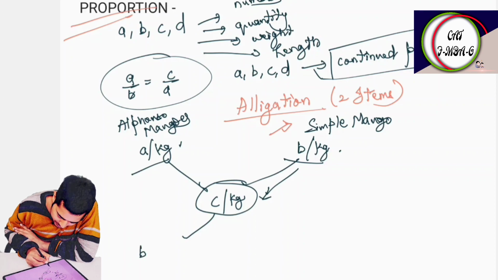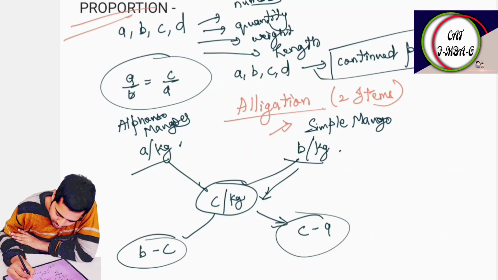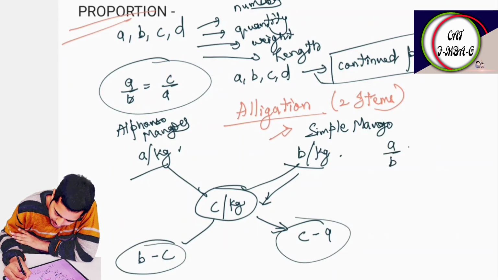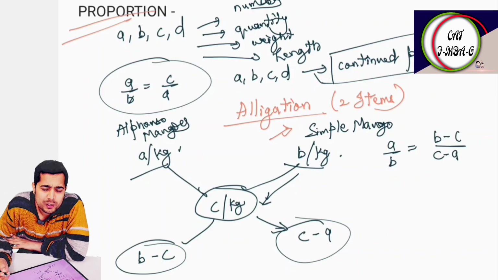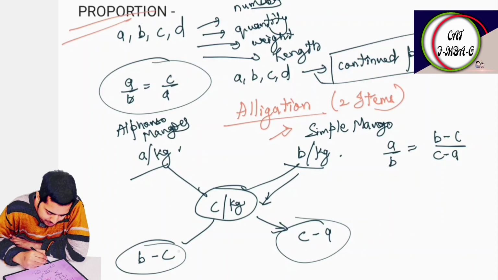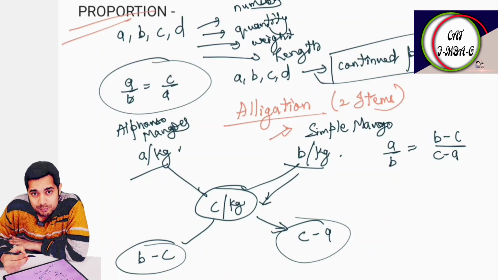Here you can write B minus C, here you can write C minus A. So this is the ratio in which A is to B should be mixed: B minus C upon C minus A. Now how are you going to decide whether it's B minus C, C minus B, or C minus A, or A minus C?